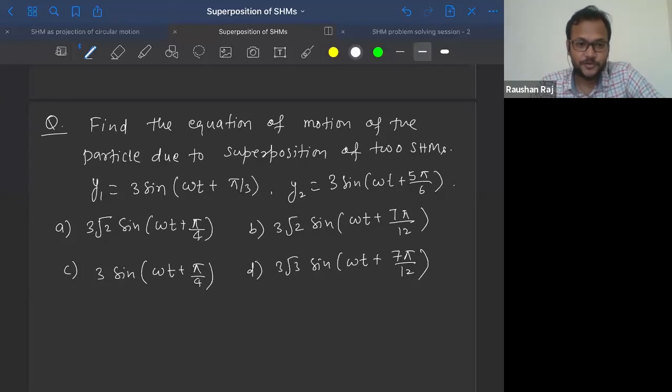I'm getting so many option A and B. Very few of you are going for option C and D. But most of you have gone for option A and option B. It's 2 minutes 28 seconds. 30 more seconds left.